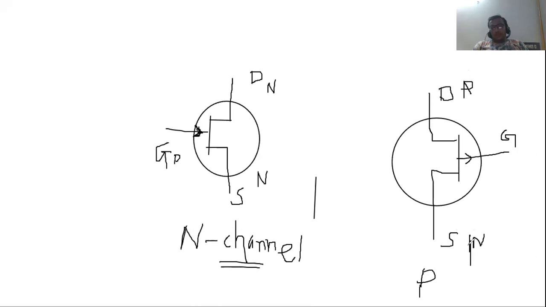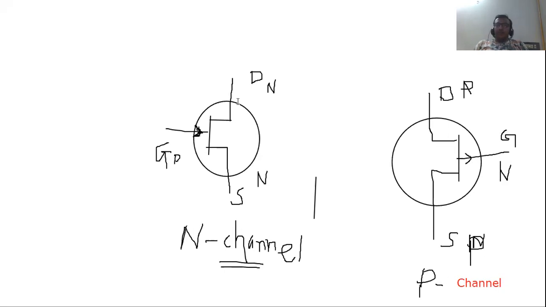In the P channel JFET, the drain and source are P, and the gate is made with an N type semiconductor terminal. The direction from source to gate is outward. That's why it is known as the symbol of P channel. So here we can mention the symbol of P channel. It is the difference between P channel JFET and N channel JFET.